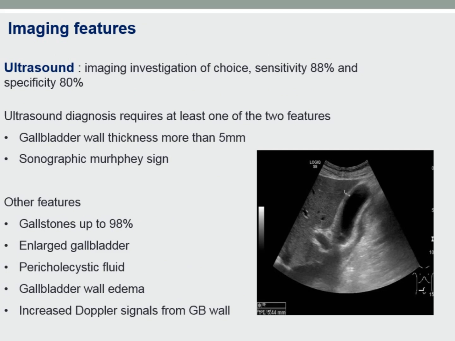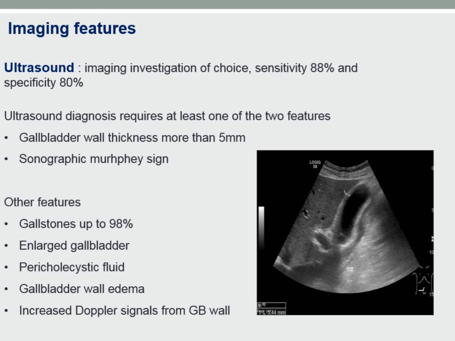For the imaging features of acute cholecystitis, ultrasound is the imaging investigation of choice, with sensitivity of 88% and specificity of 80%. Ultrasound diagnosis requires at least one of these two features: gallbladder wall thickness more than 5 mm, and a sonographic Murphy's sign. When the gallbladder is distended and we put the probe on it, this elicits pain because of the stretching of the nerves in the gallbladder wall. It's more sensitive than the clinical Murphy's sign.